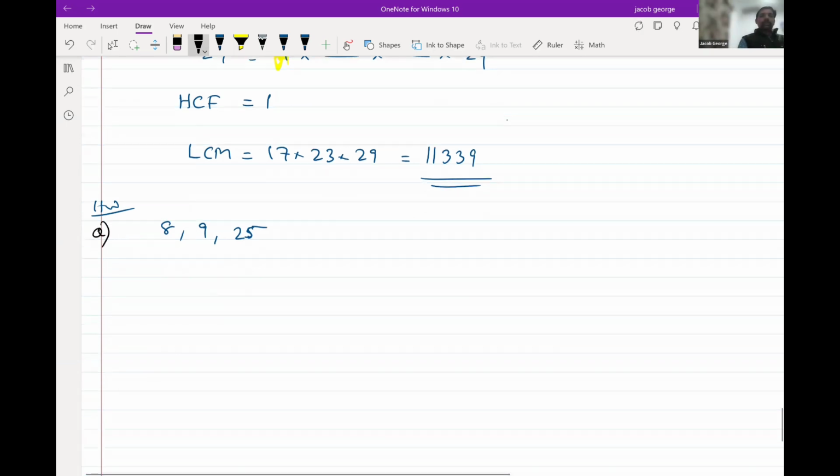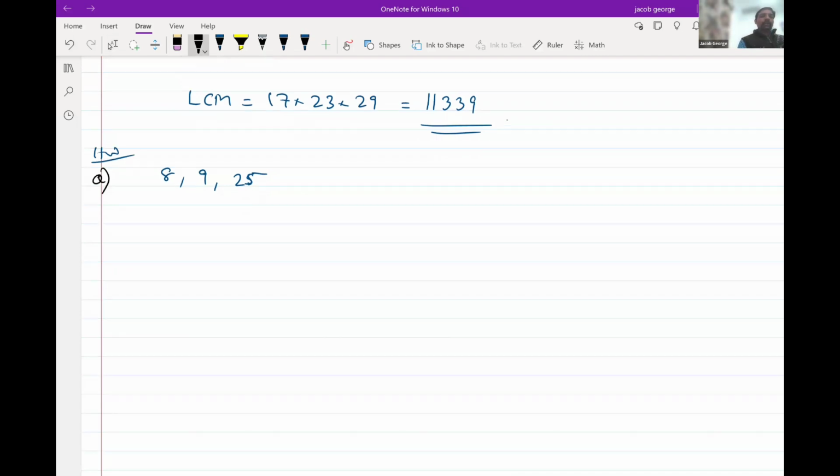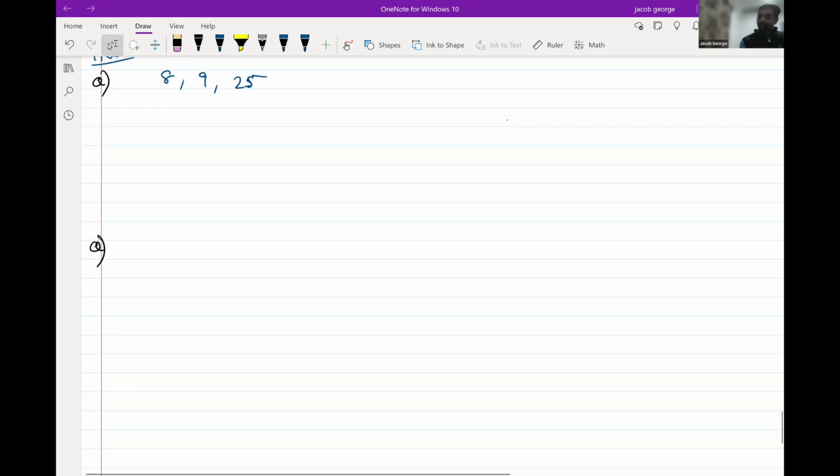Next, we have very important questions that will be there in the examination based on LCM into HCF is equal to product of the numbers. Using that concept, we can find out either one of the missing numbers or the LCM or the HCF. So this will come in the MCQ or 2 marker. Please write that type of question, very important one.